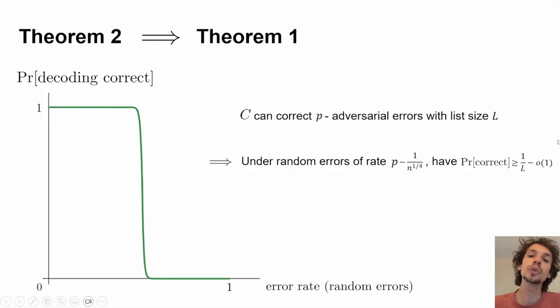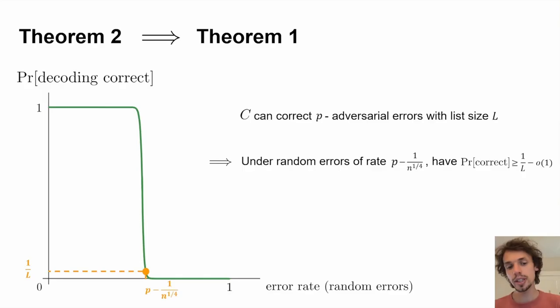But we know that if you have fewer than pn errors, then there's at most L potential code words that the receiver could confuse the sent code word for. And so if you want to have a probability that's about 1 over L, all you need to do, as the receiver, is find the L code words that are the closest to your received message and output one of them uniformly at random.